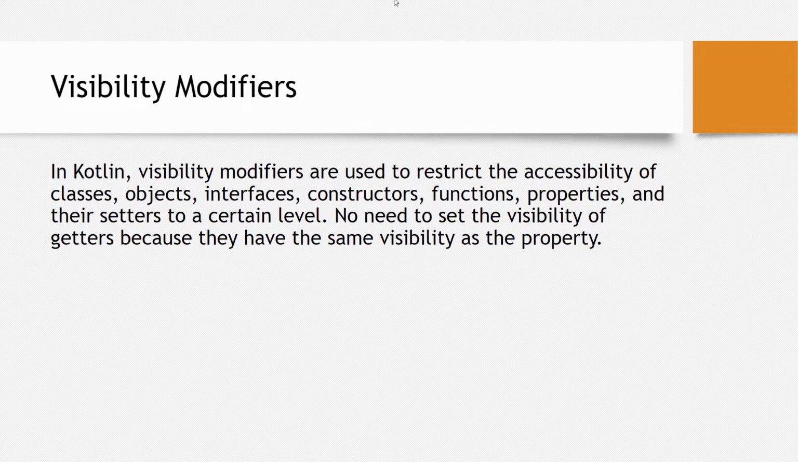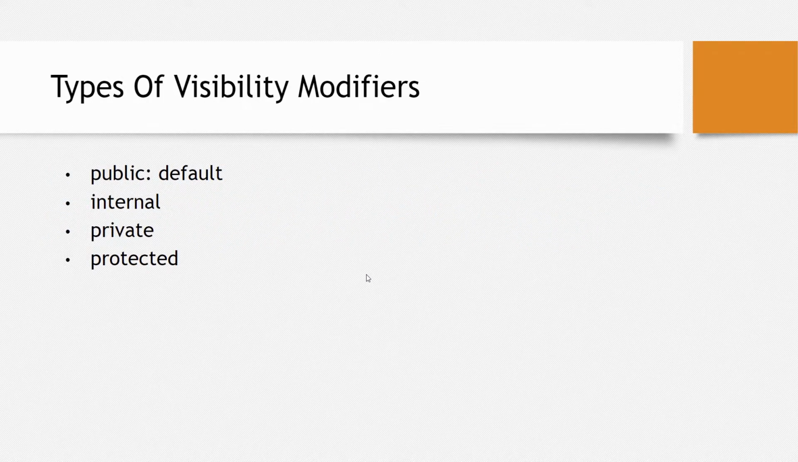So what are the types of visibility modifiers? In Kotlin we have 4 basic visibility modifiers: public, private, protected, and internal. As the name says, public is public to everything. We will see details in the code. Basically with public, we can access the variable or anything anywhere in the code, anywhere in your app or your project.